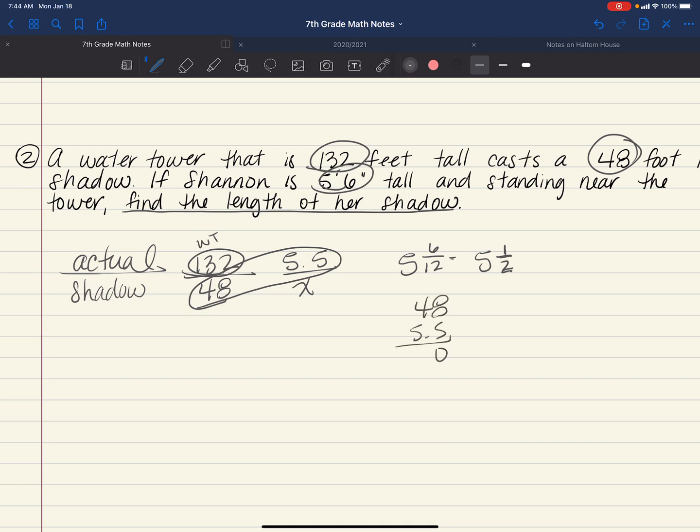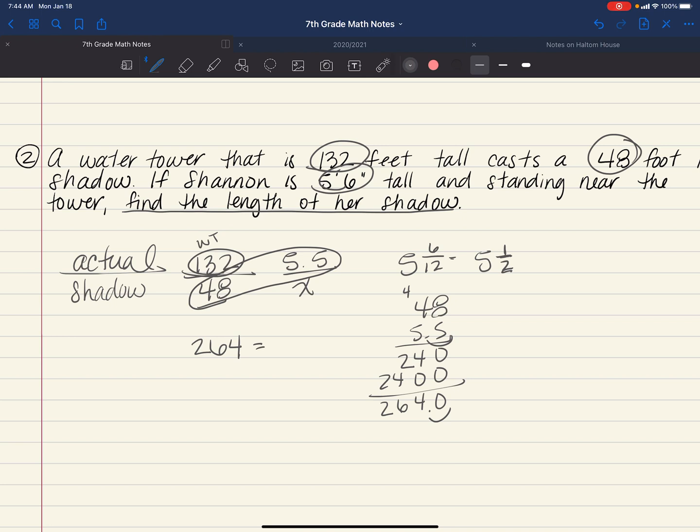8 times 5 is 40, carry the 4. 4 times 5 is 20, plus 4 is 24. 0 to hold my place. 8 times 5 is 40, carry the 4. 4 times 5 is 20, plus 4 is 24. Add it up. And then I'm going 1 in, so it's 264. So 48 times 5.5 is 264.